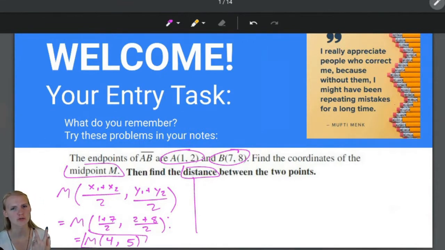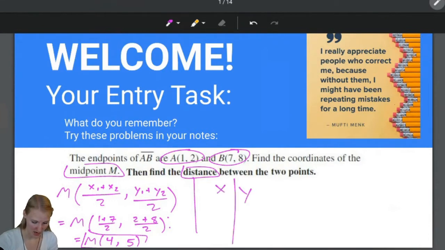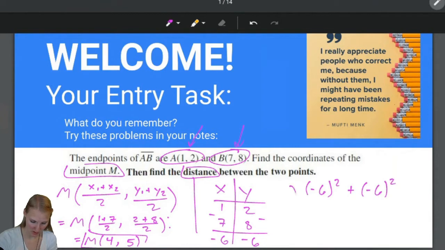Now the distance. We talked about two different methods that you can use to find the distance between 2 points. I like the second one, so I'm going to do the second one. I have x and y. A is 1, 2, and B is 7, 8. So now I have 1 minus 7 is negative 6. 2 minus 8 is also negative 6. And now I'm going to take negative 6 squared plus negative 6 squared and take the square root of all of it. So I get 36 plus 36 underneath the square root.